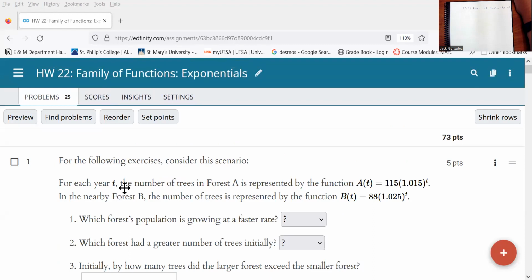So it starts out with a word problem, but nothing crazy. It just says, for each year t, the number of trees in forest A is represented by that function. Forest B is represented by this one. Then you want to know which is growing faster. What is the faster rate? So if you remember the number in front, 115 and 88. You guys remember?